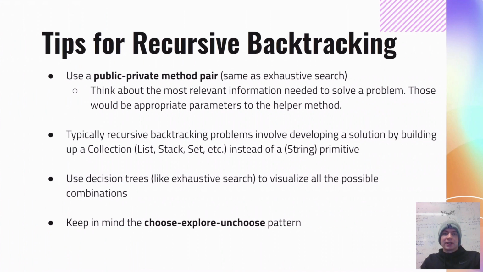Tips for recursive backtracking. Again, we will want to use public-private method pairs as they're conventional and considered good style. One difference between exhaustive search and backtracking problems is usually we'll build up a collection with recursive backtracking instead of a string like we saw in exhaustive search. Using decision trees is still helpful, and then always keep in mind the choose, explore, and unchoose pattern, as almost every single problem will use this to some degree.